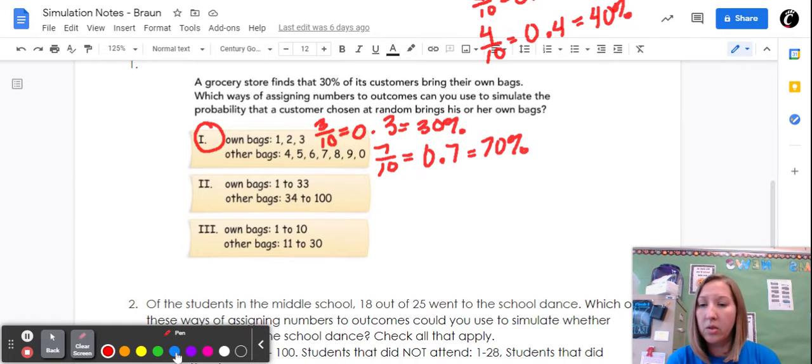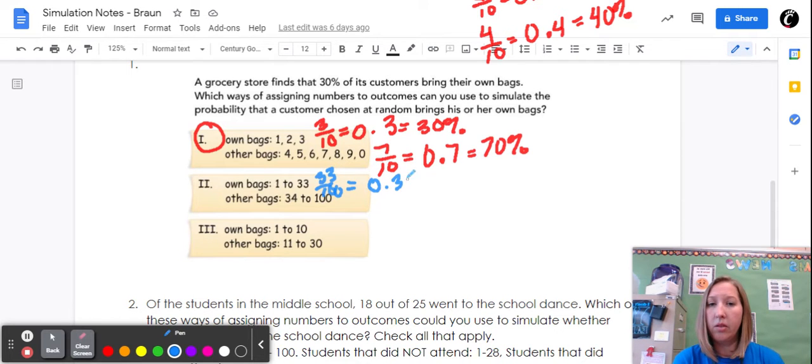Now we want to check the other ones as well and see if there's any others that also match. So in this second one, it says use your own bags. That would be 1 to 33, and then other bags would be 34 to 100. So we're looking at a total of 100 numbers. So people using their own bags would be 1 to 33, so that would be 33 over 100, which if I change that to a decimal, I divide 33 by 100 and I get 0.33, which would equal 33%.